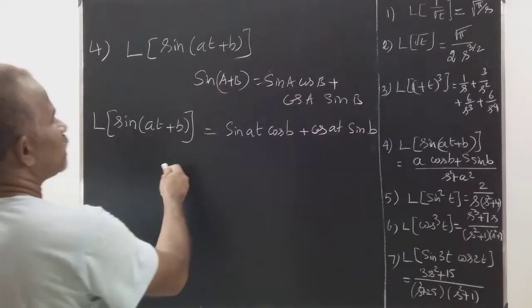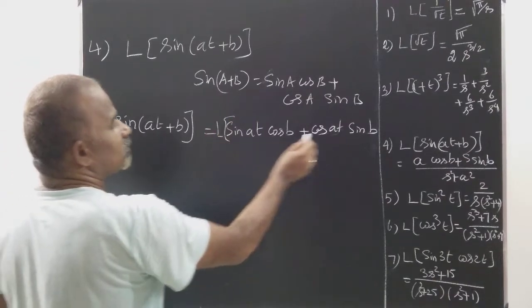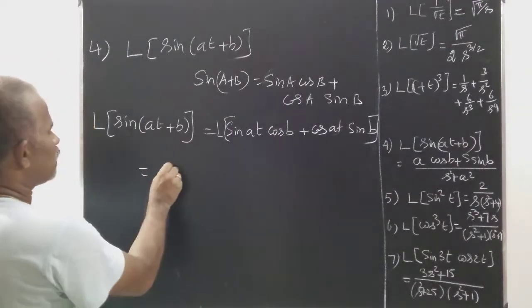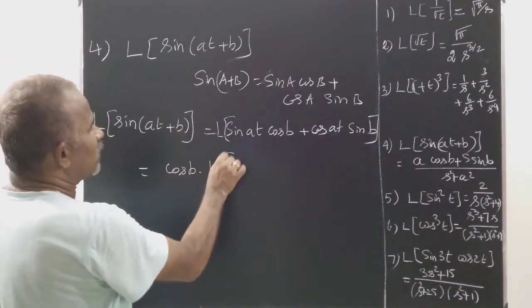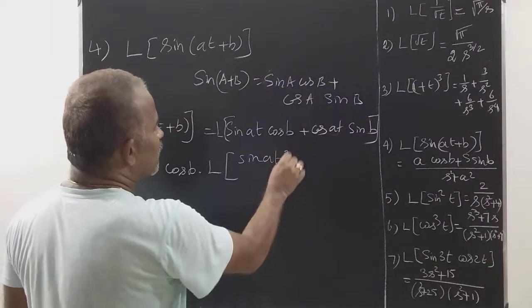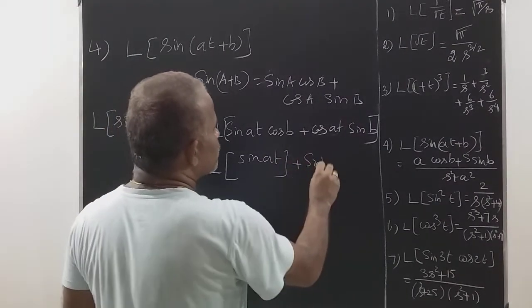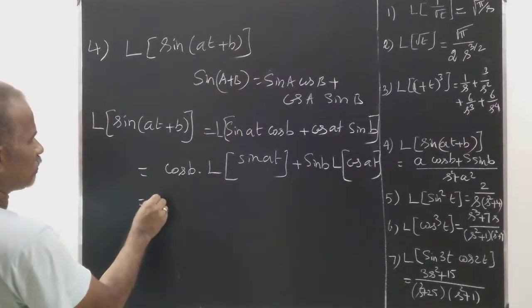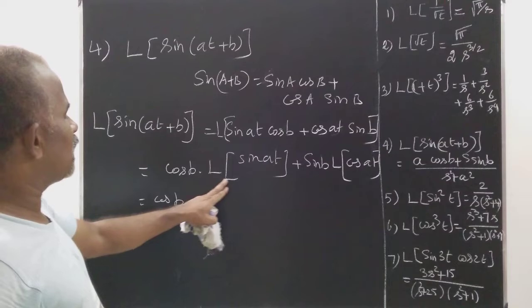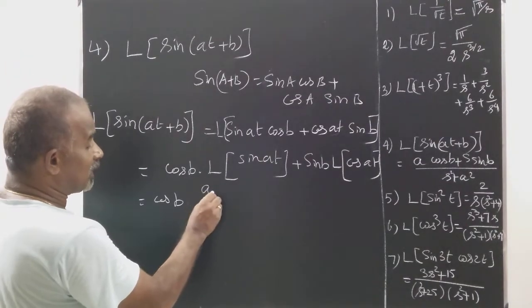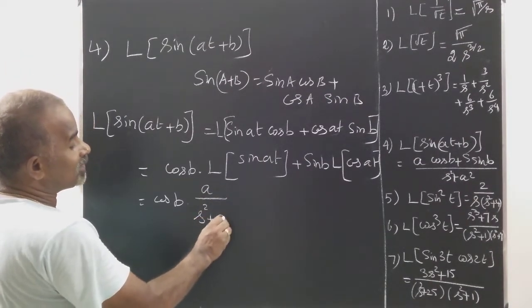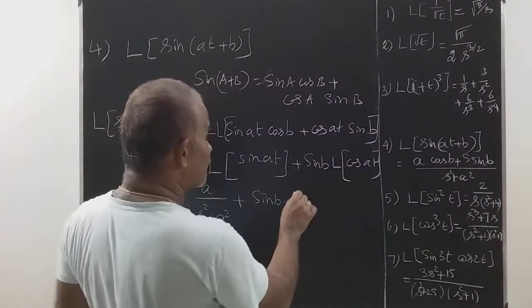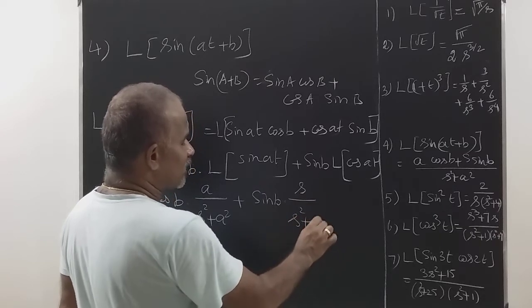Okay, so therefore this is equal to Laplace transformation of this. Again I can write cos b is constant, so cos b times Laplace transformation of sin at plus sin b is constant, again Laplace transformation of cos at. So this is equal to cos b into, what about Laplace transformation of sin at? Sin at is equal to a divided by s square plus a squared, plus sin b into cos at is equal to s divided by s square plus a squared.